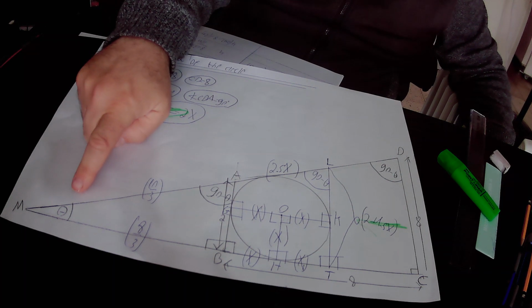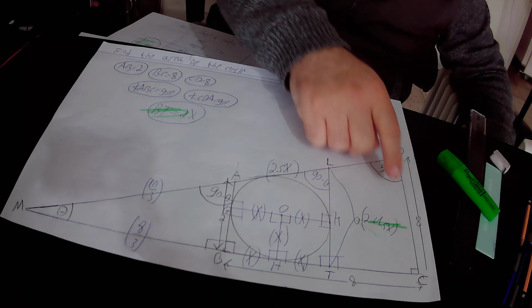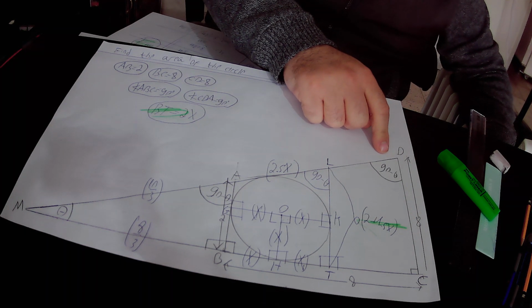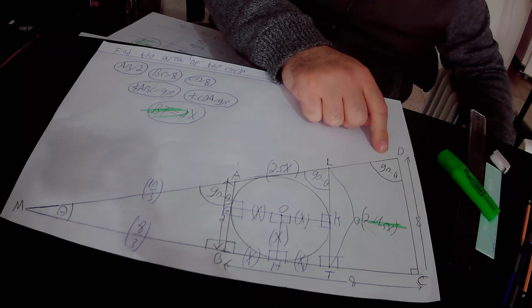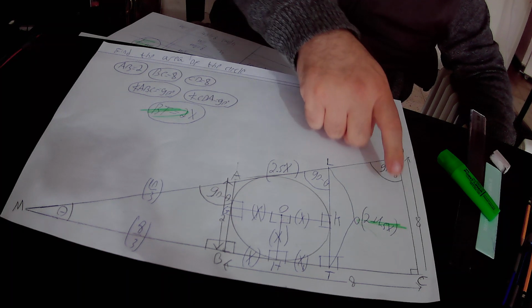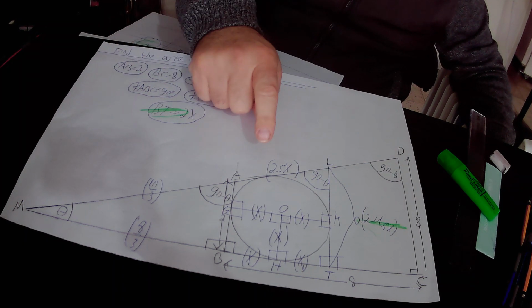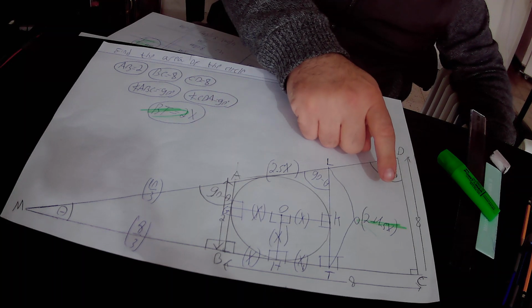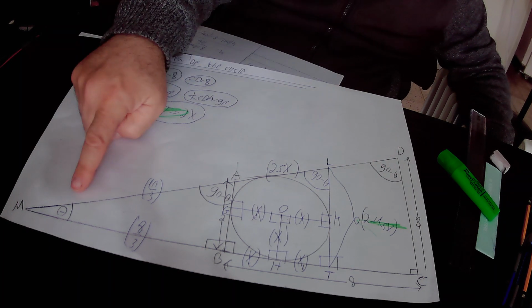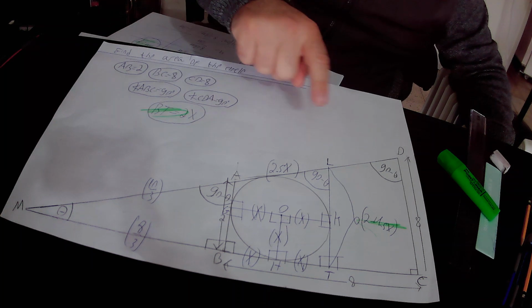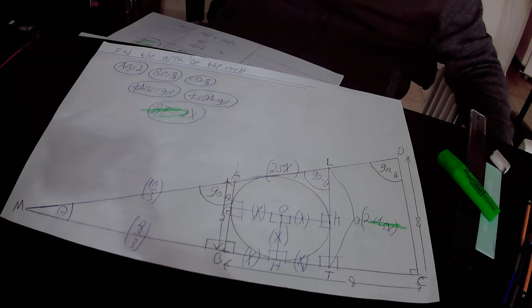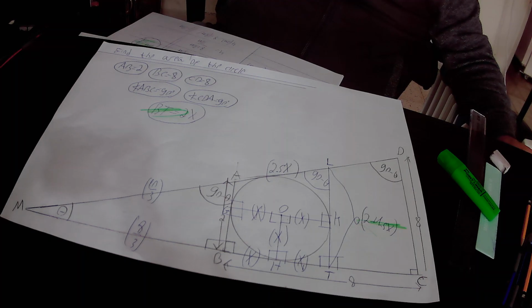this angle equals theta, this angle equals 90 degrees, therefore the missing angle must be equal to 90 degrees minus theta. Why? Because 90 degrees minus theta plus theta is 90 degrees, and 90 degrees plus 90 degrees equals 180 degrees. That is the sum of the angles in any triangle.